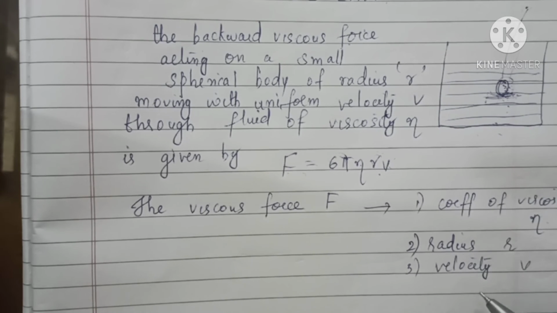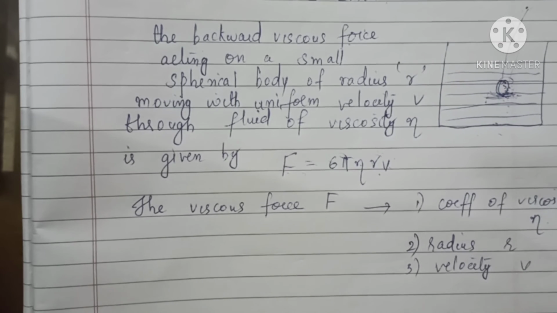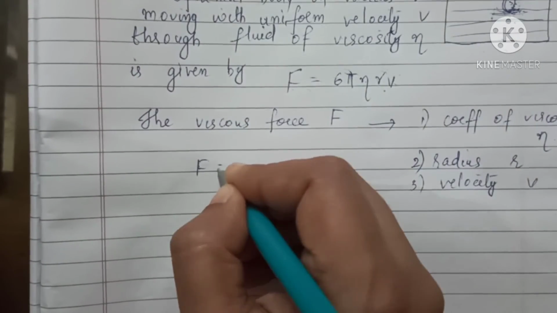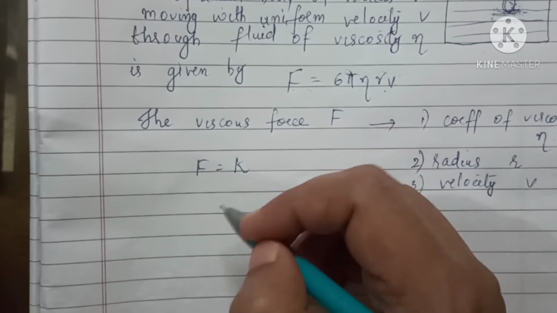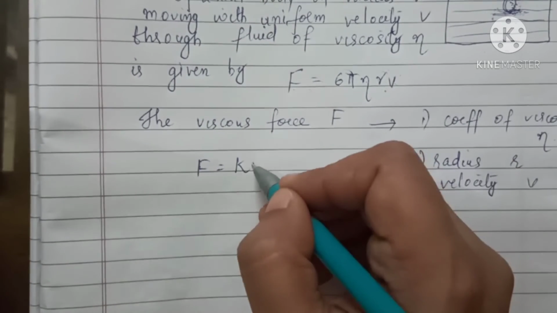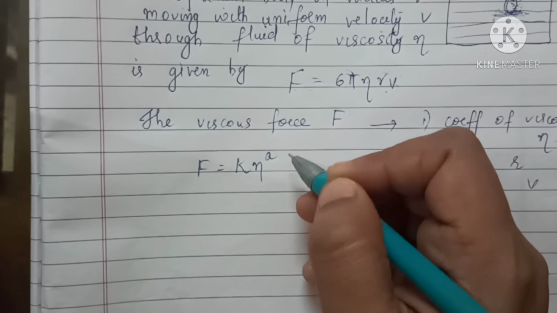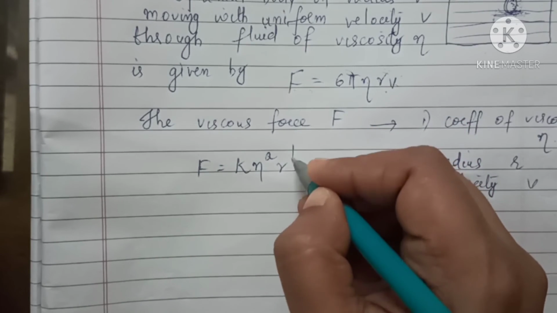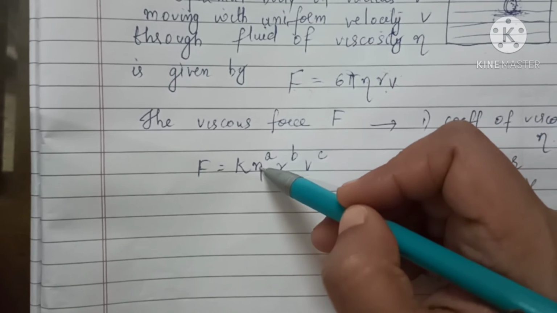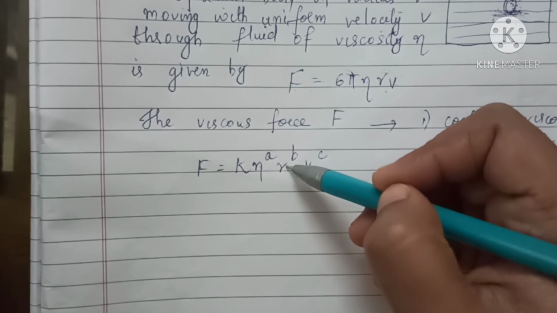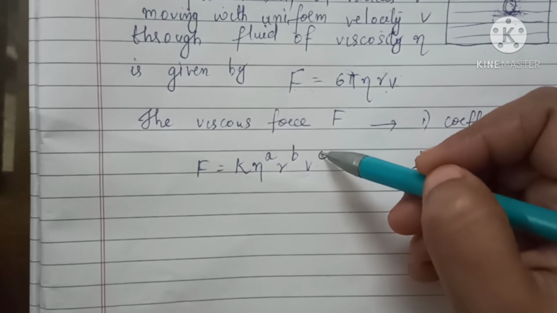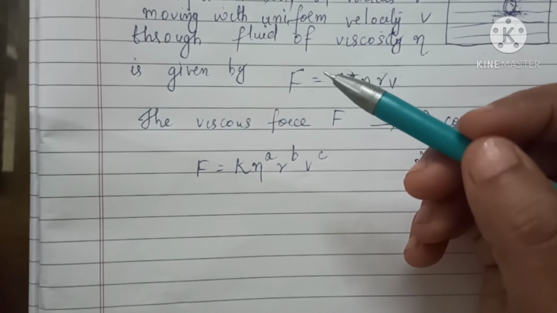So with this given data, you can frame an equation. How will you write the equation? F is equal to K into, I don't know the power or the order of each physical quantity, so I just write eta raised to a, r raised to b and v raised to c, where eta is the coefficient of viscosity, r is the radius of the spherical body, v is the velocity of the body. K is a dimensionless constant.